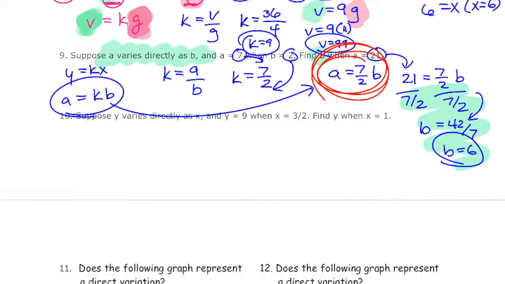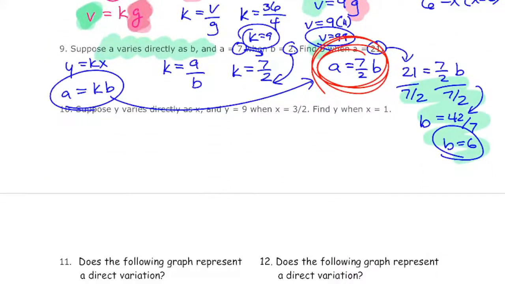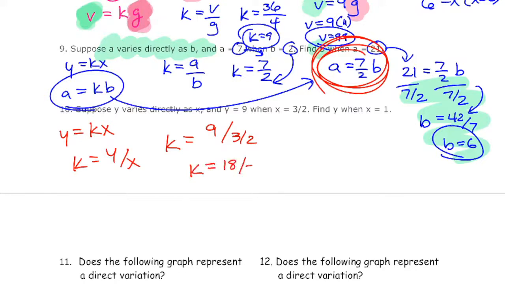Last one, y varies directly as x. So we're back to normal, y equals kx. Let's first find the k. K is equal to y divided by x. Therefore, k is going to be equal to 9 divided by 3 halves. Another fraction. Again, if you're struggling with fractions, come and see me. This should be 18 over 3, which is 6. Okay?